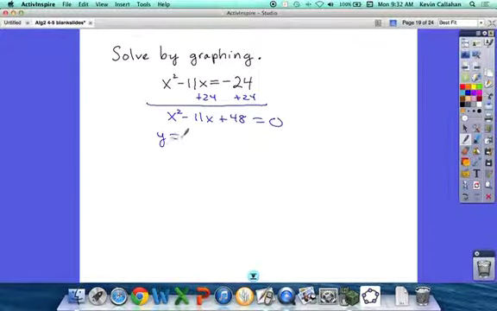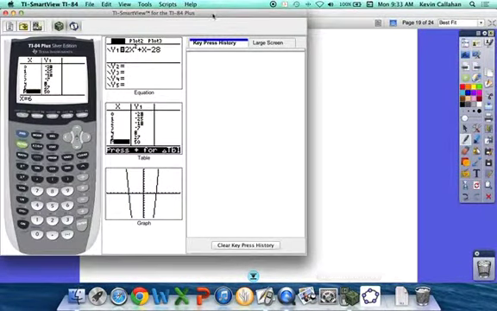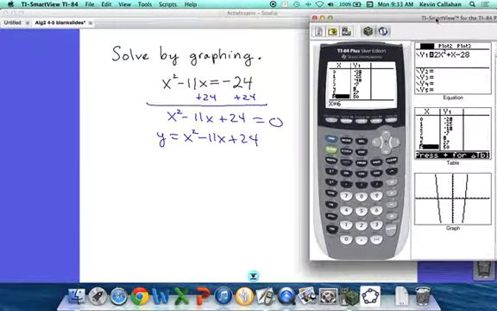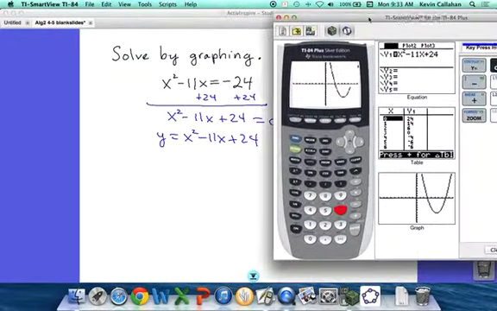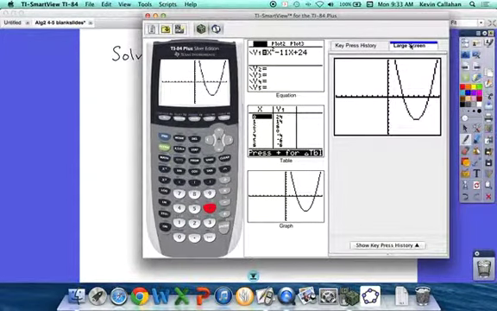Replace the 0 with a y. y equals x squared minus 11x plus, what did I do there? I said 48 and I meant to say 24. So we go to our calculator. Clear. x squared minus 11x plus 24. And if you just have a normal zoom on it, this should look like that.